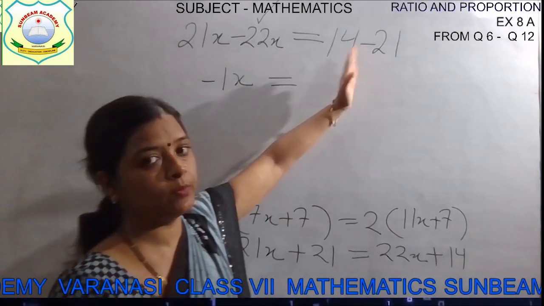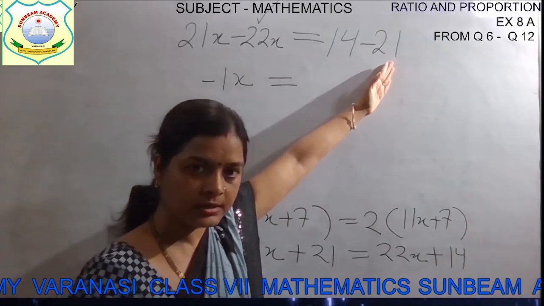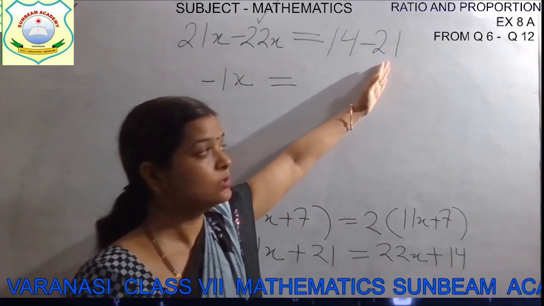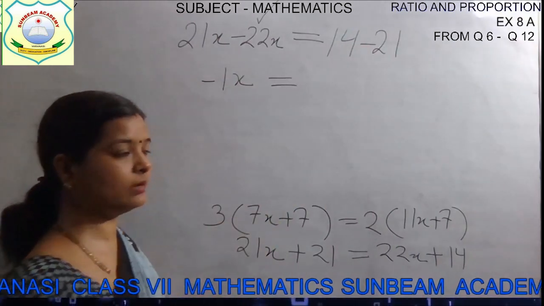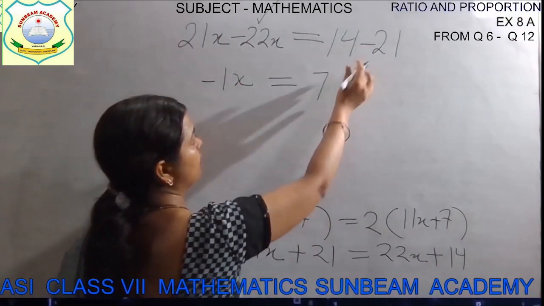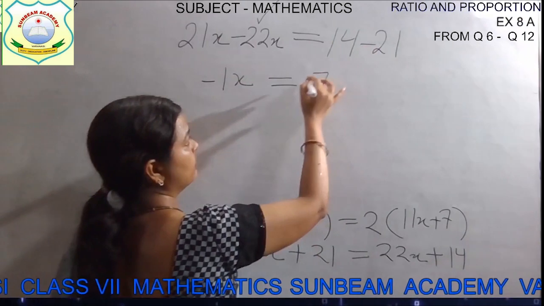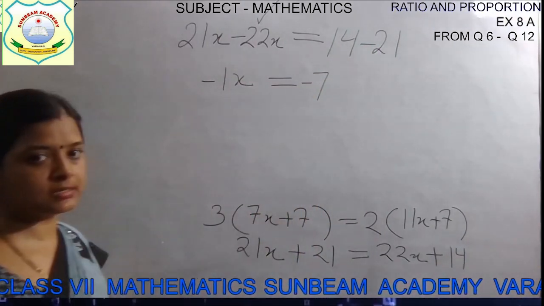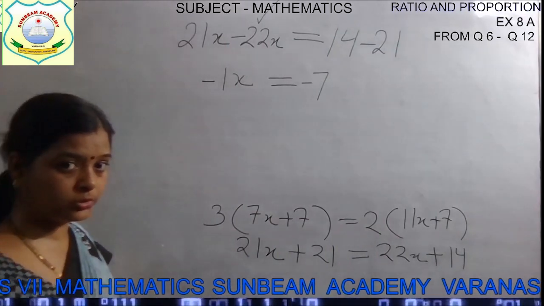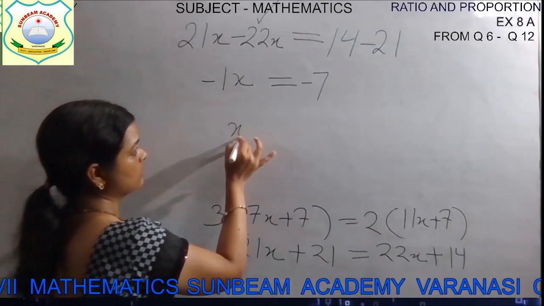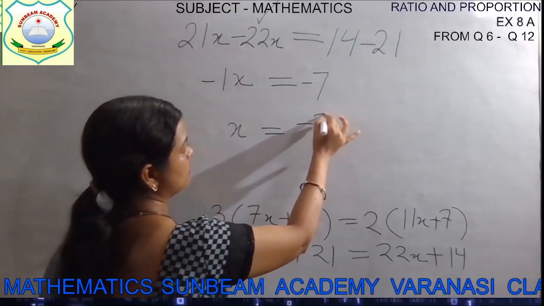One is positive, one is negative. You will subtract from bigger number. So 21 minus 14 will be 7, and sign of bigger number, that is minus. Clear? Now still the value of x is not known to us, so keep x on this side, minus 7 is on other side.